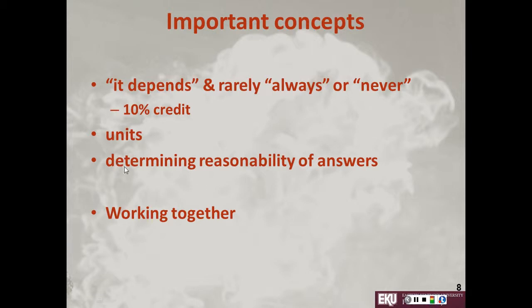Then the second to last thing is determining the reasonability of answers. So if you get an answer, you're going to do all this math that theoretically we're going to be good at, and you're going to get an answer at the end. And it's very important that you look at that answer when you're done and say, is this answer reasonable? If we're calculating a flame temperature, let's say, and we get a negative number, is that a reasonable answer? Probably not. We don't really get negative flame temperatures because that would be really cold.